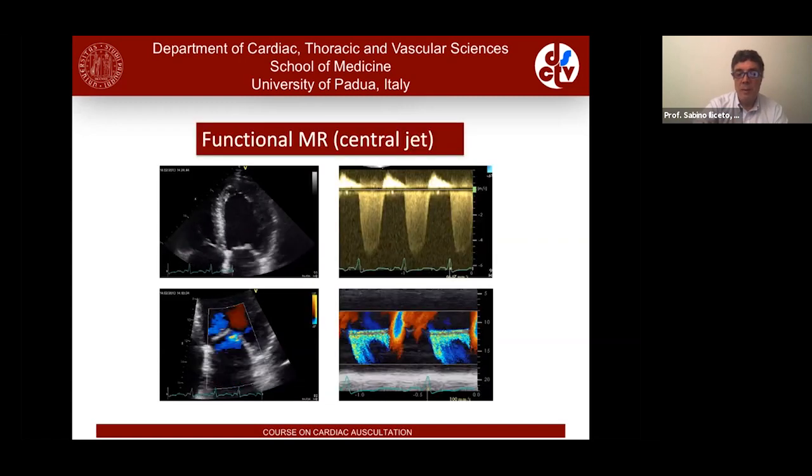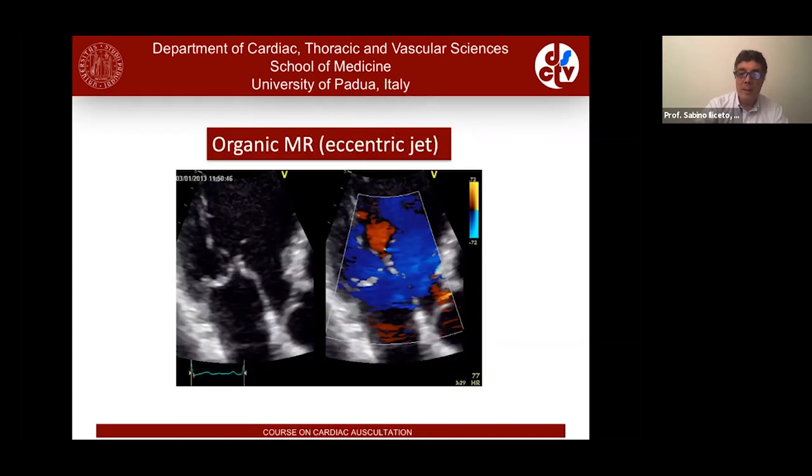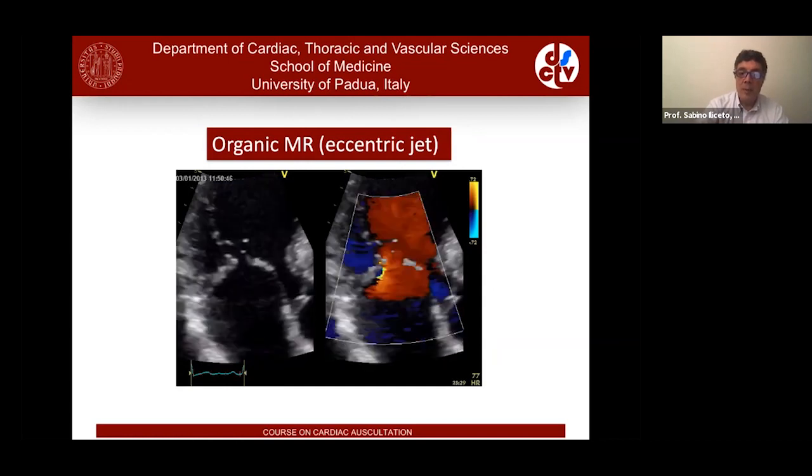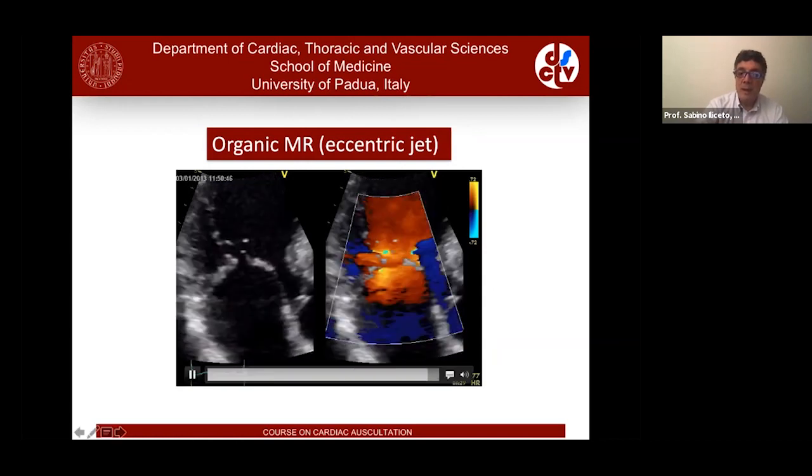So this is an example in which the regurgitant murmur is central. A murmur such as this one does not irradiate. A murmur such as this one is mainly heard at the apex. A murmur such as this one does not produce sound outside the mitral area. While in this case, the murmur, as you can see, is eccentric.